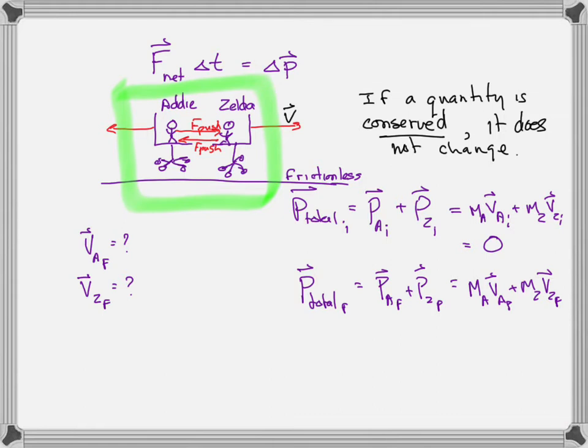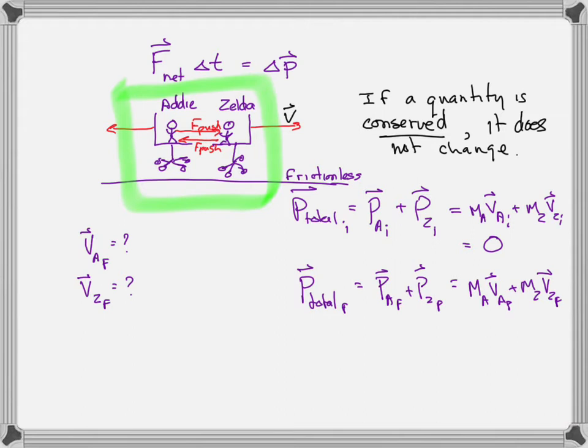I'm going to do a little bit of hand waving rather than writing everything down. But let's just imagine that Zelda pushes on Addie with a force F push, like we said, for a time delta t. So the impulse on Addie, F push delta t, is actually equal to the impulse on Zelda, F push delta t, because by Newton's third law they're pushing on each other with the same force, and for the same time because they're pushing on each other.